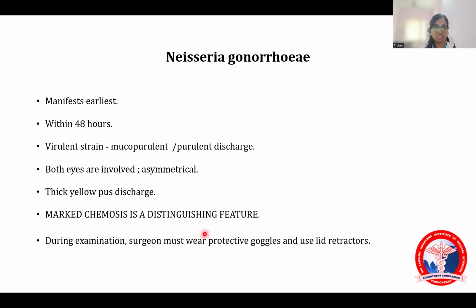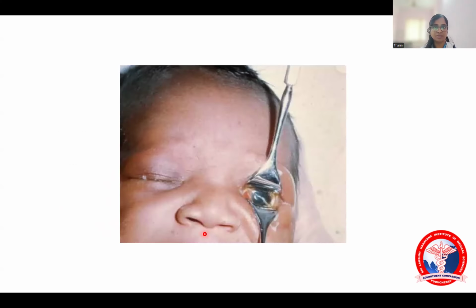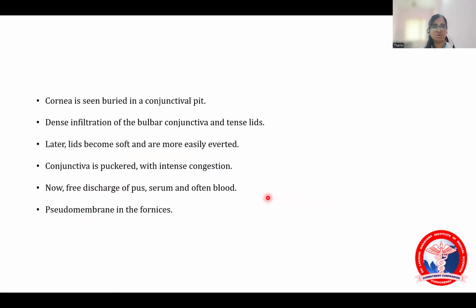During examination, the surgeon must wear protective goggles and use lid retractors. So this is a picture of how they examine a gonococcal conjunctivitis. They are using lid retractors to examine, and the child has yellowish discharge. The cornea is seen buried in the conjunctival pit. There will be dense infiltration of the bulbar conjunctiva and tense lids. Later, the lids become soft and more easily averted. The conjunctiva is puckered with intense congestion.